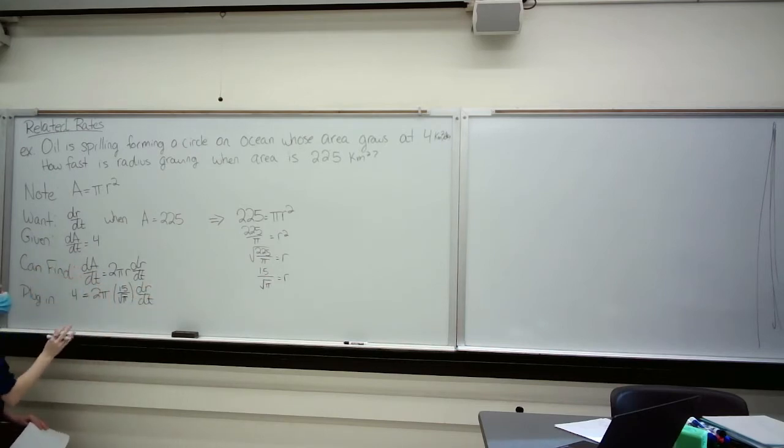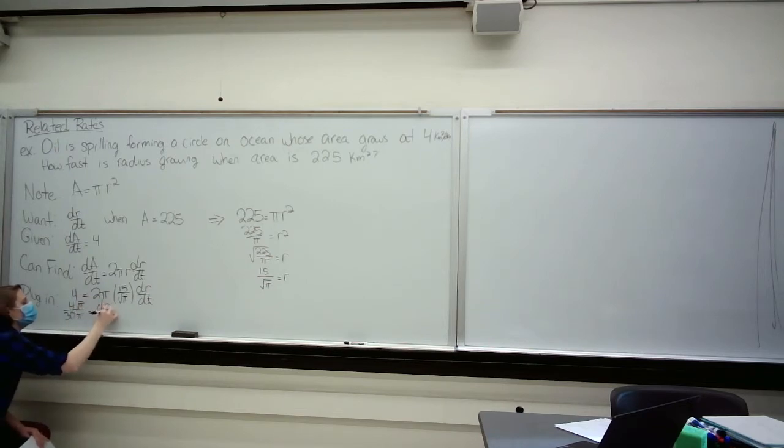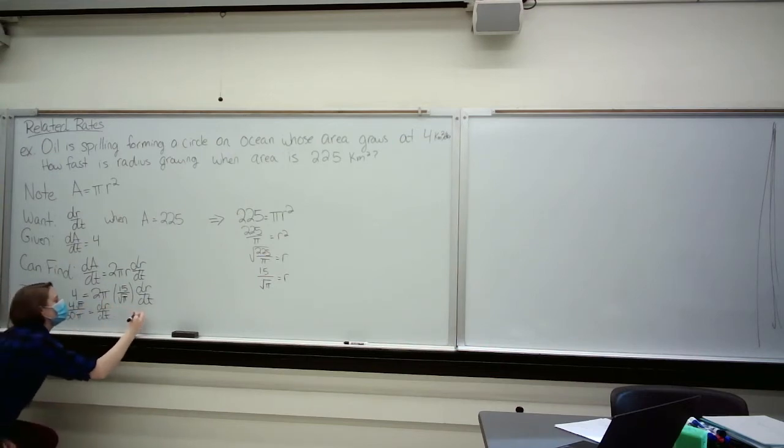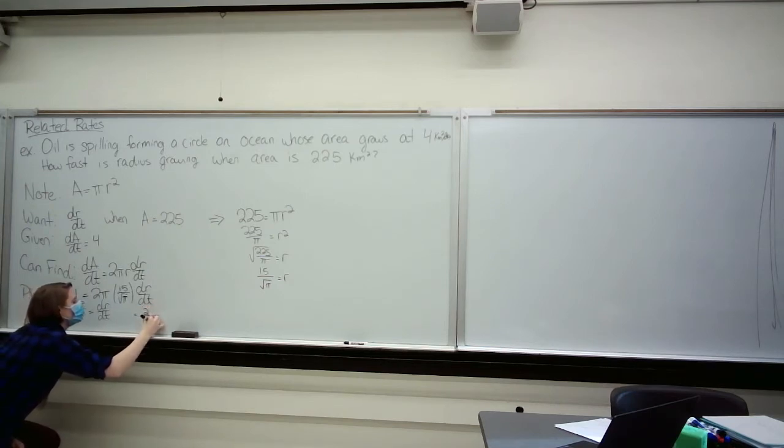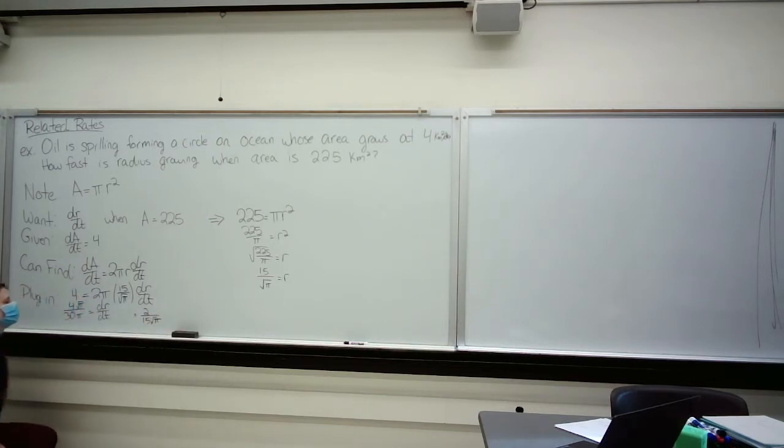So dividing both sides, multiplying by 30, I'll get 4, right? 4 can stay on my top and I can reduce further. 4 over square root of pi, sorry, 4 over square root of pi over 30 pi equals dr over dt. And I can just reduce to get 2 over 15 square root of pi is dr over dt.